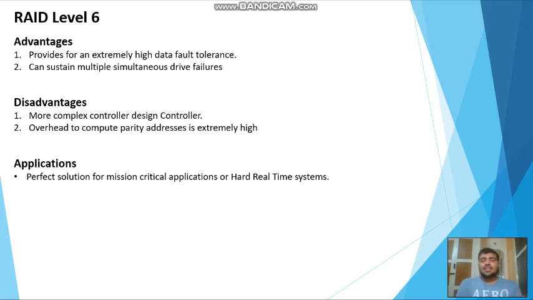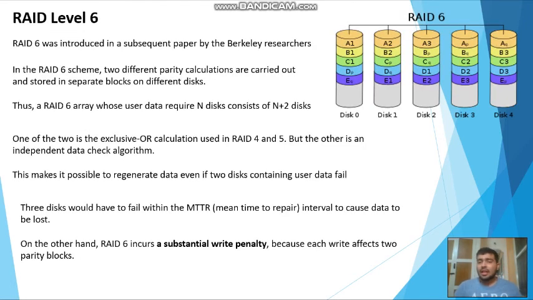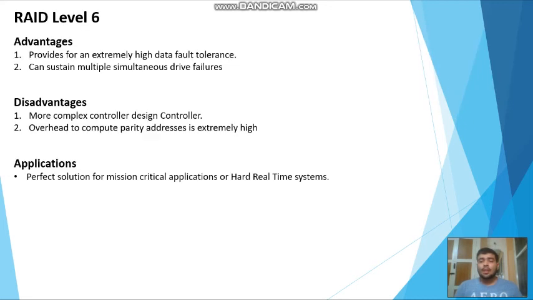So let's look at the advantages and disadvantages of RAID level 6 for a minute. The advantage is that it has an extremely high data fault tolerance rate and it can sustain multiple drive failures. That means, for example, this drive can fail, this drive can fail, this drive can fail, and yet your program can continue without a hitch because there is another drive that is covering it. But the disadvantages are also there. For example, there is an extremely complex controller design, and the overhead to compute parity is large, which may not be ideal in all applications. But what is the ideal application for this case?